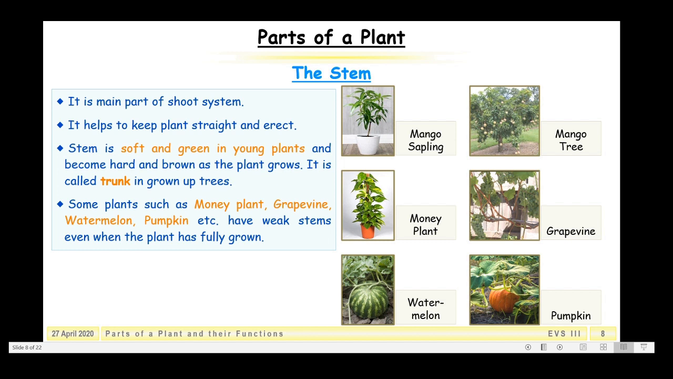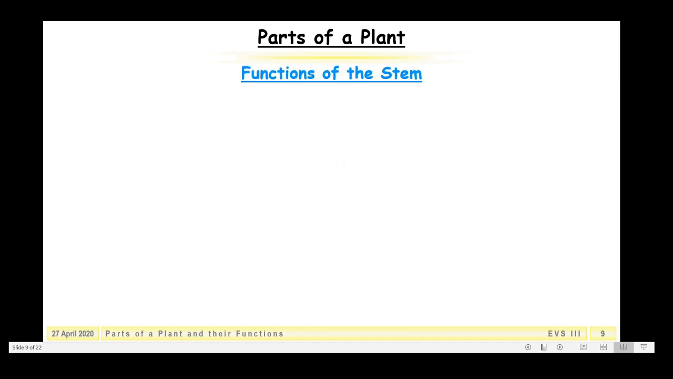So, they will either take the support of the wall or sticks to climb. But there are certain plants which bear very heavy fruits, and the stem of these plants crawls on the ground, like watermelon and pumpkin. So these are the examples of weak stems, right? With this, let us go to the functions of the stem.